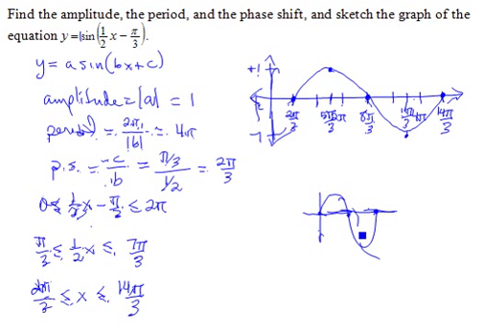Now I'm going to leave it there since I'm running out of time, and you can shift this curve to the left and to the right to form the entire sine curve, or at least other cycles of the sine curve, by just adding or subtracting the period 4 pi to each of the points that we've identified already.